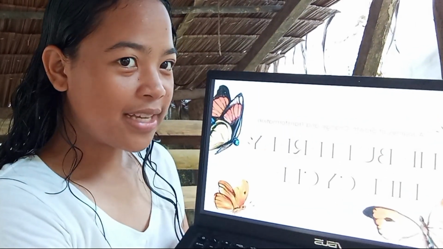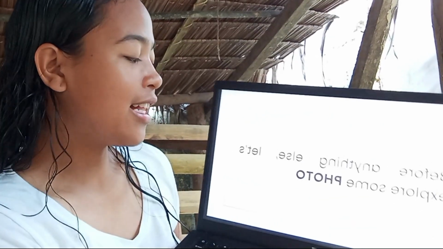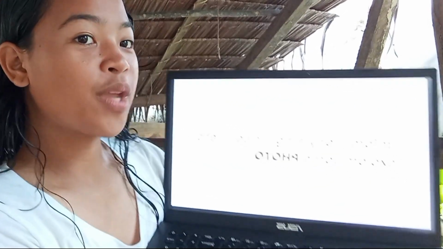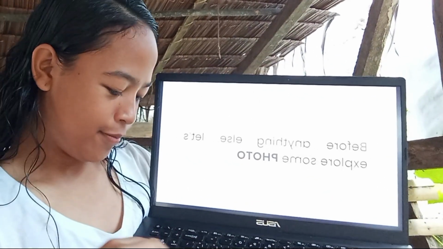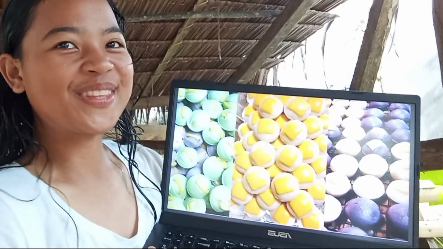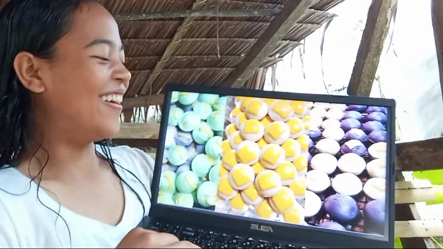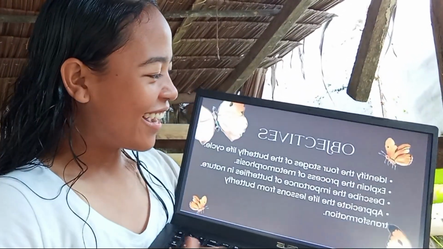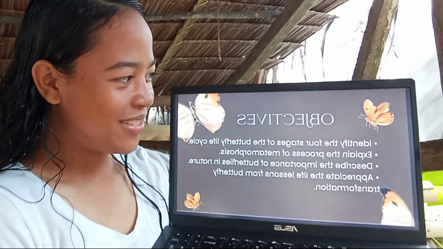Alright, so today we will discuss the butterfly life cycle. So, how butterfly evolved. Okay, before anything else, let's explore some photos. Alright. Okay, so let's proceed to our objectives.